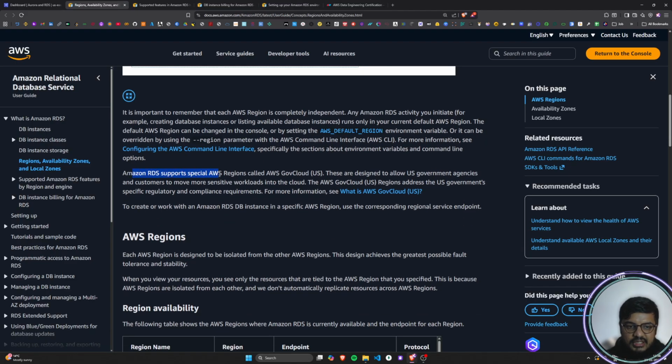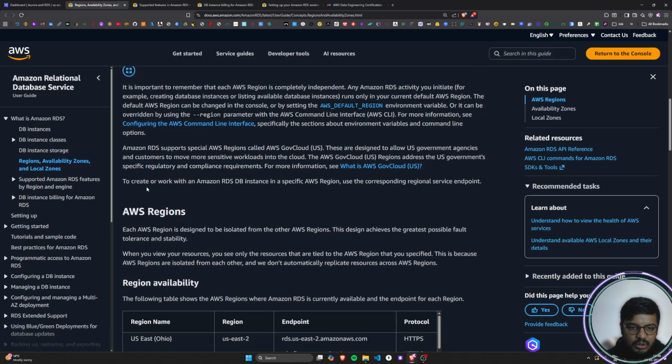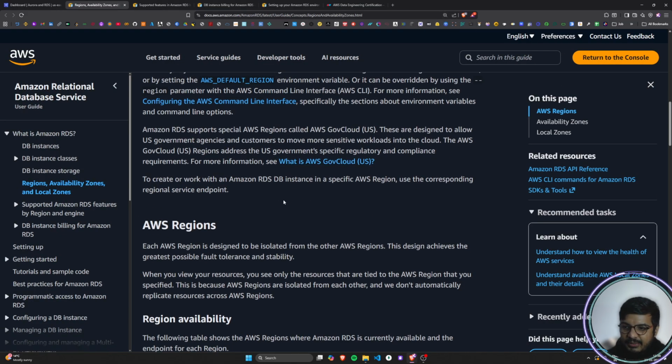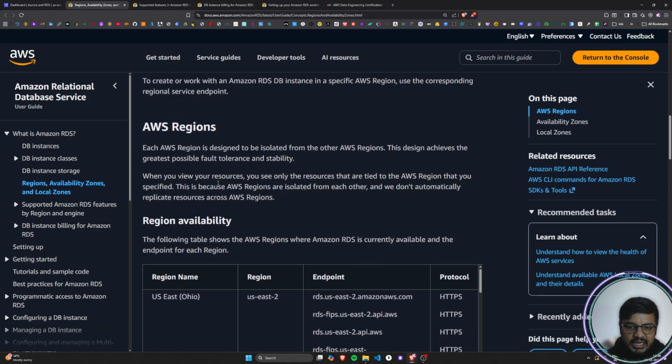Now Amazon RDS supports special AWS regions called AWS GovCloud. These are government clouds, designated to allow US government agencies and customers to move more sensitive workloads into the cloud. AWS GovCloud US regions address the US government's specific regulatory and compliance requirements. For more information you can go to this link, but it's absolutely not useful for us, so we will not be wasting our time with that. To create or work with an AWS RDS DB instance in a specific AWS region, use the corresponding regional service endpoint.